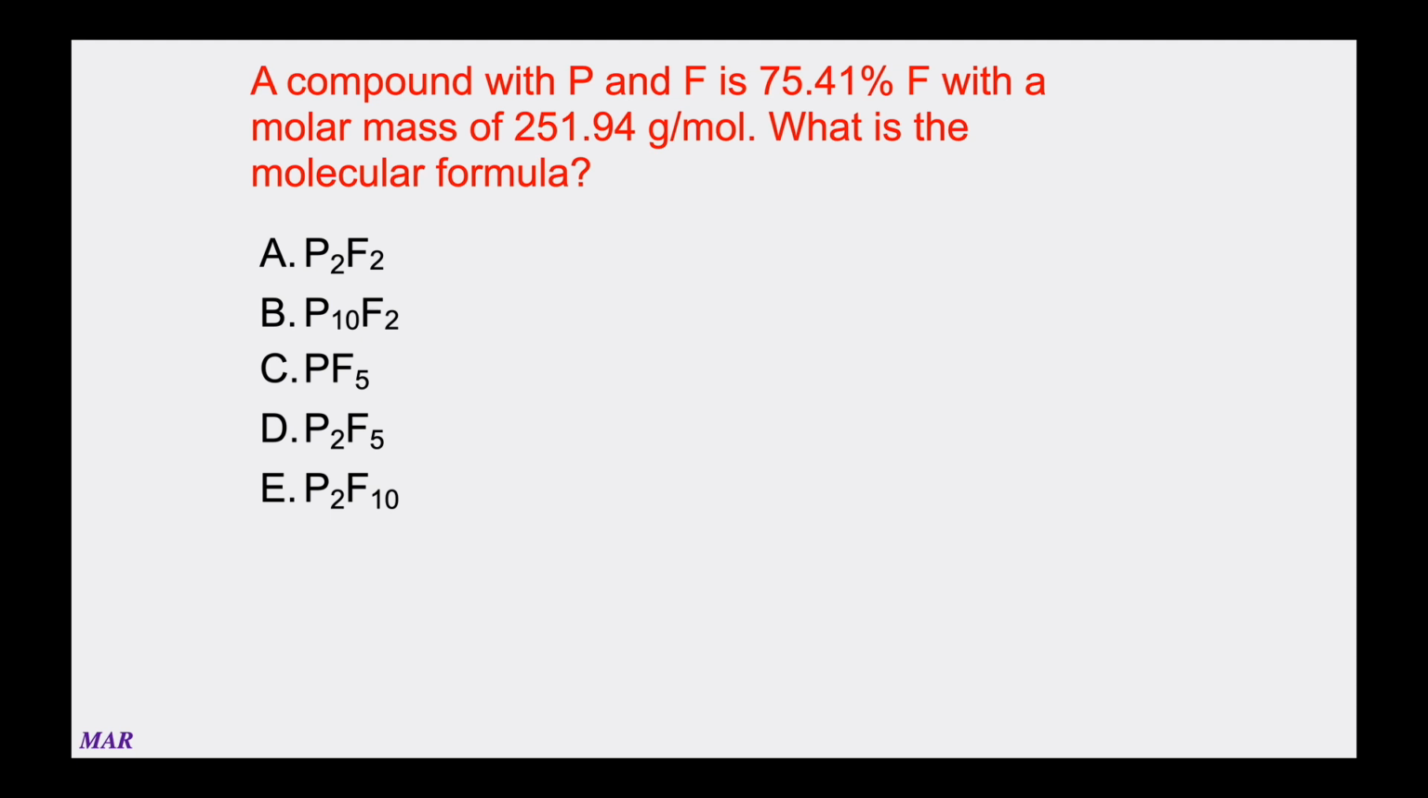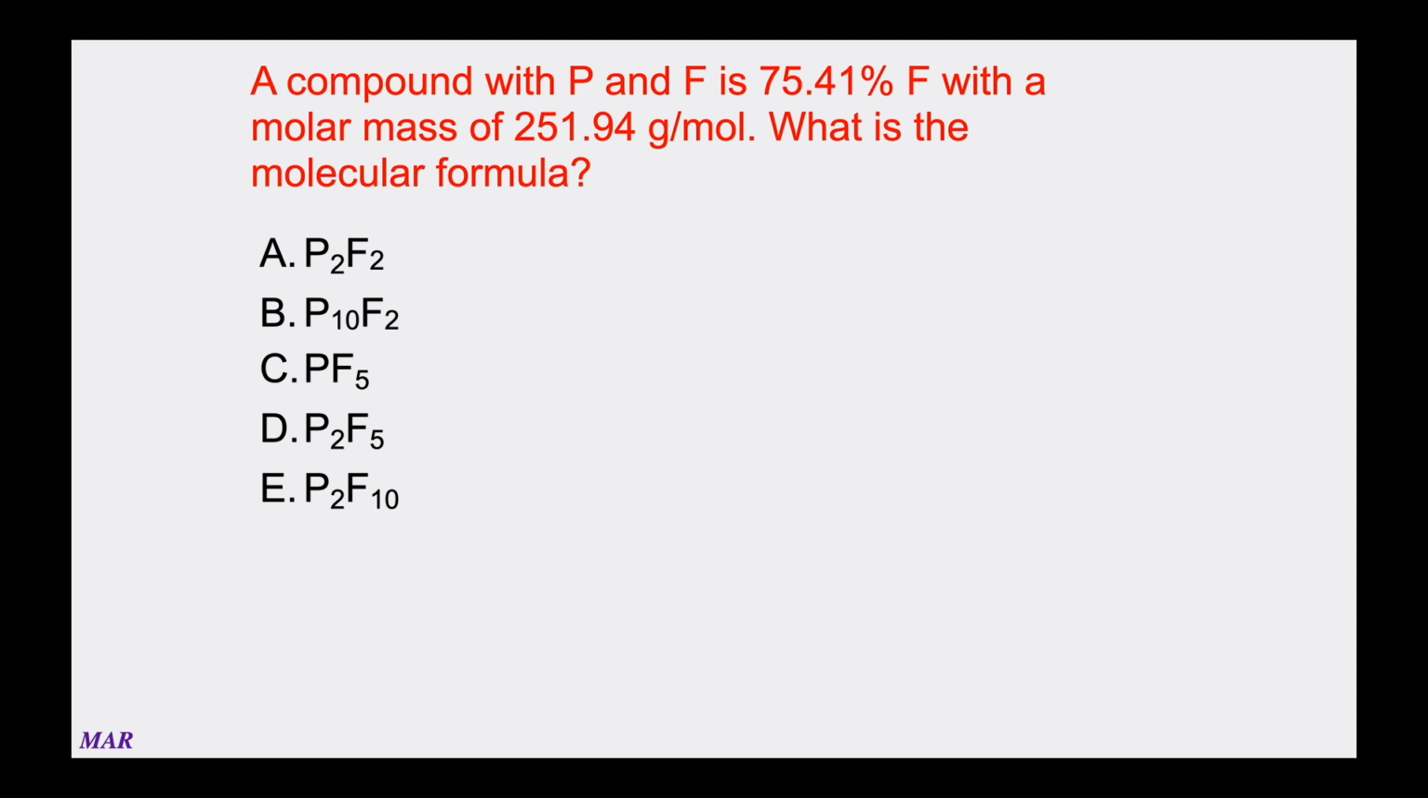I'm assuming that you've worked on this problem. You got an answer. Let's see how you did. So again, the idea here is first you want to find the percentages of P and F. You've got F, so 100% minus 75.41. That would be the percentage of phosphorus.